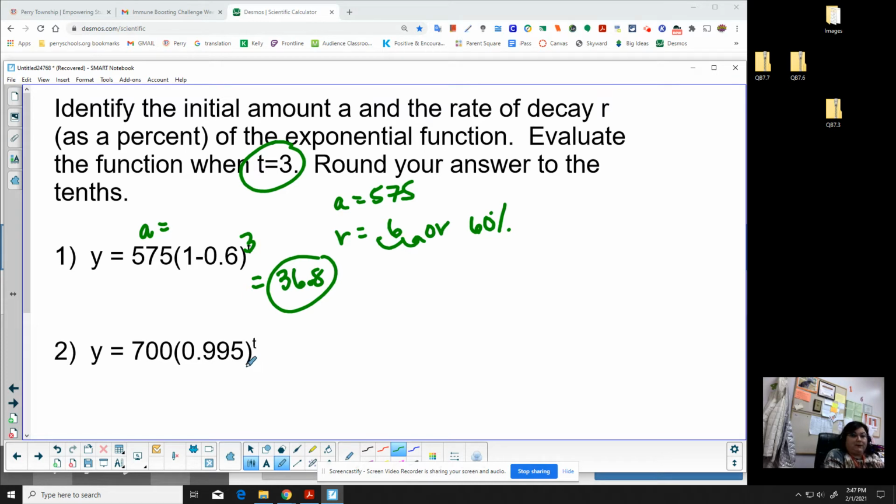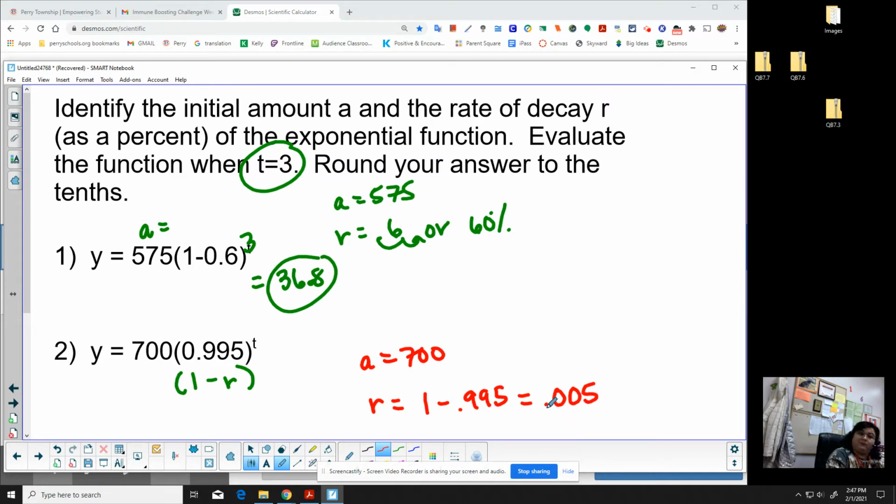Okay, so this one would be a little bit different. Now, remember, in here is supposed to be 1 minus R. So this little number, if I go into Desmos and do 1 minus 0.995, will give me the R. So let's change colors. My A is 700, and my R is 1 minus 0.995, which is 0.005. And then I make it a percent by moving it over twice. So 0.5% is my R, is what I'm going to use. All right. And then here, I put the 3 in there and I type this in. So go back to Desmos.